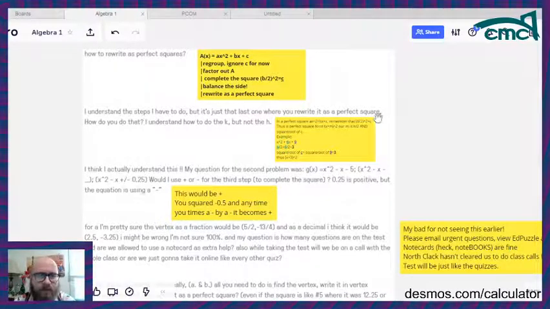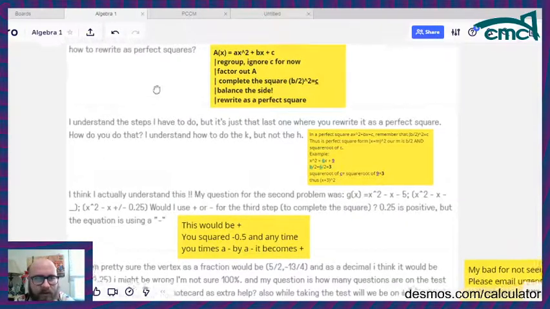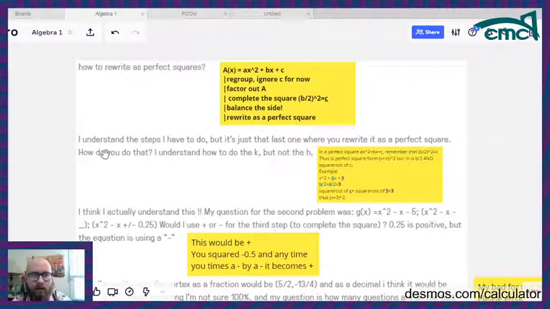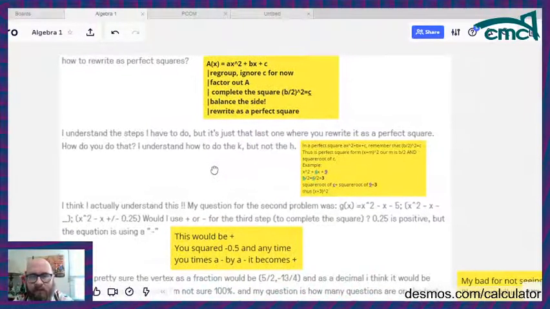Altogether, though, let's talk about some of these issues, and let's get started with how to rewrite a perfect square. The question: I understand the steps I have to do, but it's just that last one where you rewrite it as a perfect square. How do you do that? I understand how to do the k, but not the h.